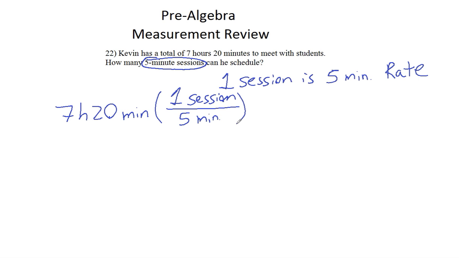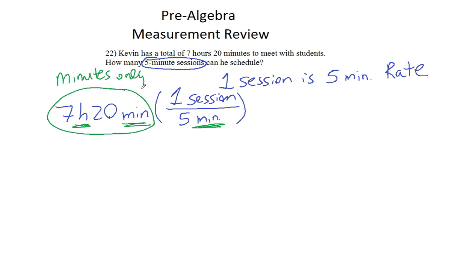Okay. And again, this is where it's going to lead us to division by 5. But here's the trick, and here's why I think this one is difficult: I don't want to do hours and minutes divided just by minutes. I want to change this whole thing into minutes only. So that's where I'm going to start my work. I'm going to change 7 hours 20 minutes just to minutes. I don't want hours and minutes, I just want minutes.